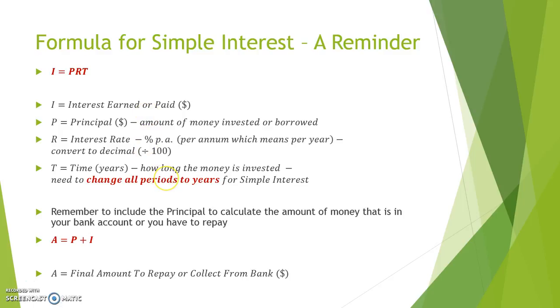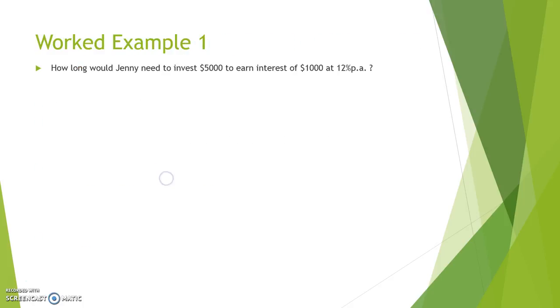So we're going to look at a couple of different examples today. This is our first one. How long would Jenny need to invest $5,000 to earn interest of $1,000 at 12% per annum? So it's a fairly brief question. Same as before, we look at the problem, see what we know.